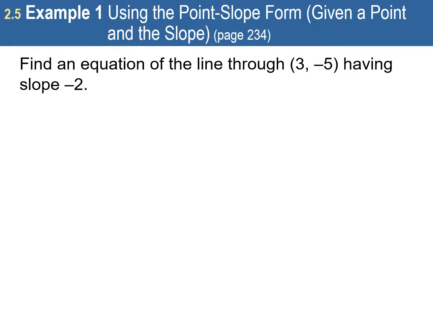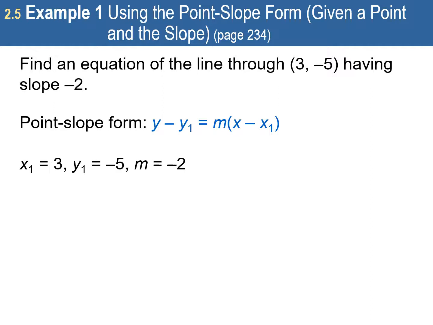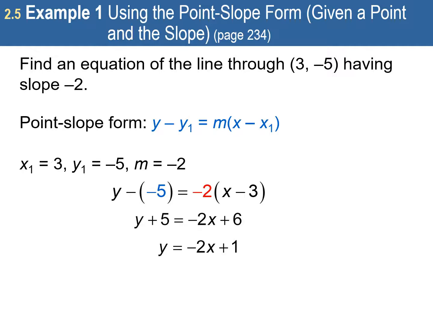Find an equation of the line through 3, -5, having a slope of -2. The point slope formula is y minus y1 is equal to m times x minus x1. In this case, x1 is 3, y1 is -5, and m is -2. Substituting straight into the point slope formula, I get y plus 5 is equal to -2 times x minus 3, which is -2x plus 6. Continuing to solve this for y, I get y is equal to -2x plus 1. So my slope is -2 and my y-intercept is 1.